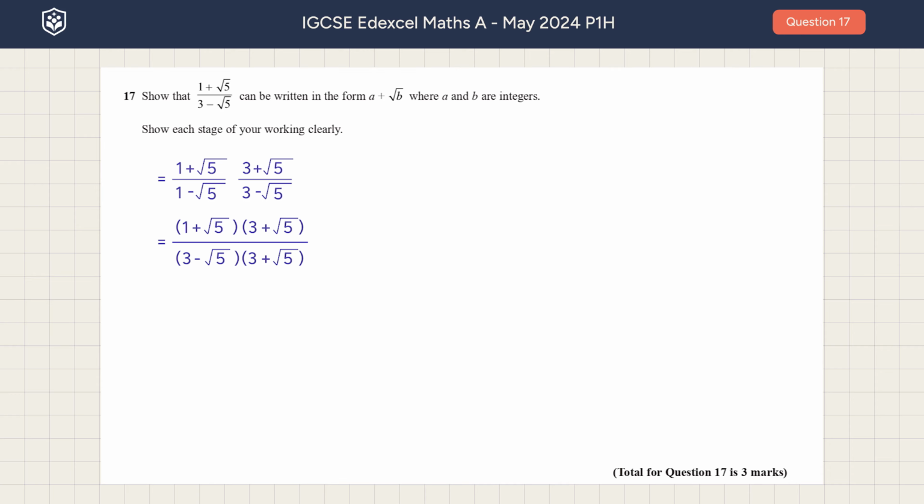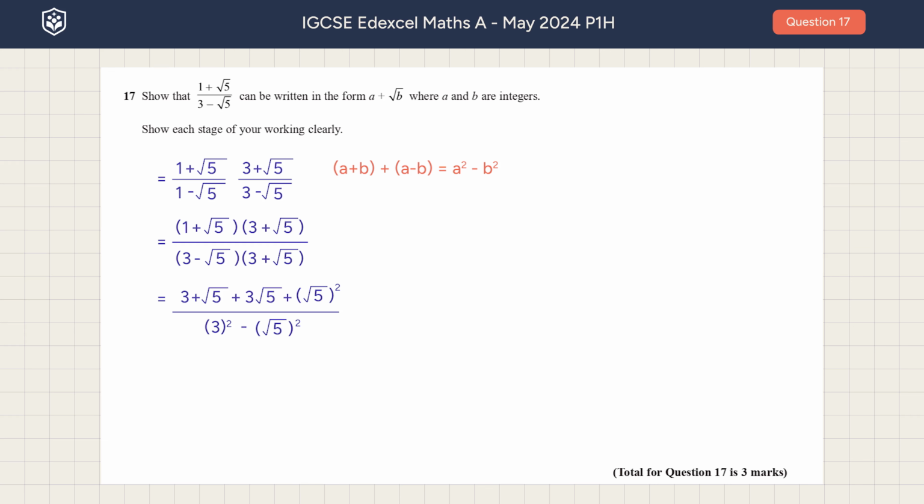To simplify the top, we can expand the brackets, so 3 plus root 5 plus 3 root 5 plus root 5 squared. For the bottom, we can see that it follows the rule of difference of perfect squares, where (a plus b) times (a minus b) equals a squared minus b squared. We can apply this rule to make 3 squared minus root 5 squared.